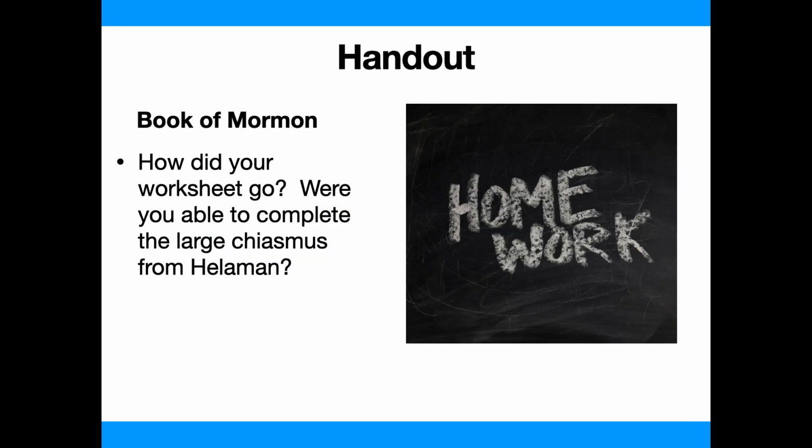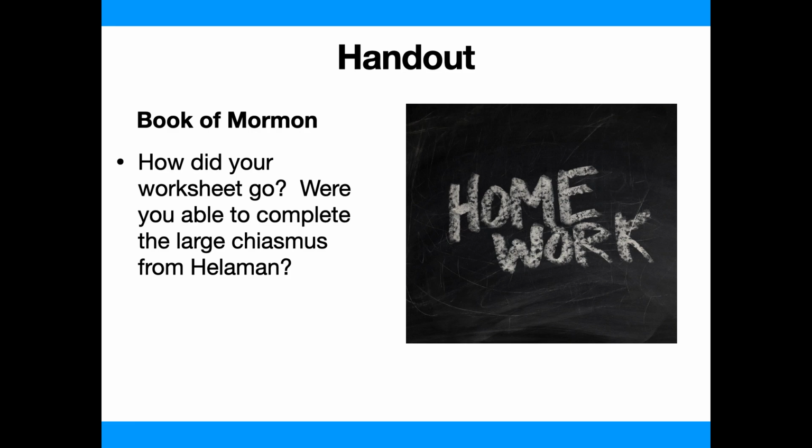So just to review over what we did with Book of Mormon, how did your worksheet go? Were you able to complete the large Chiasmus from Helaman? The people in class wanted to go over that, so we did quite a bit in class and helped go over some of those big overarching macro chiasmus.